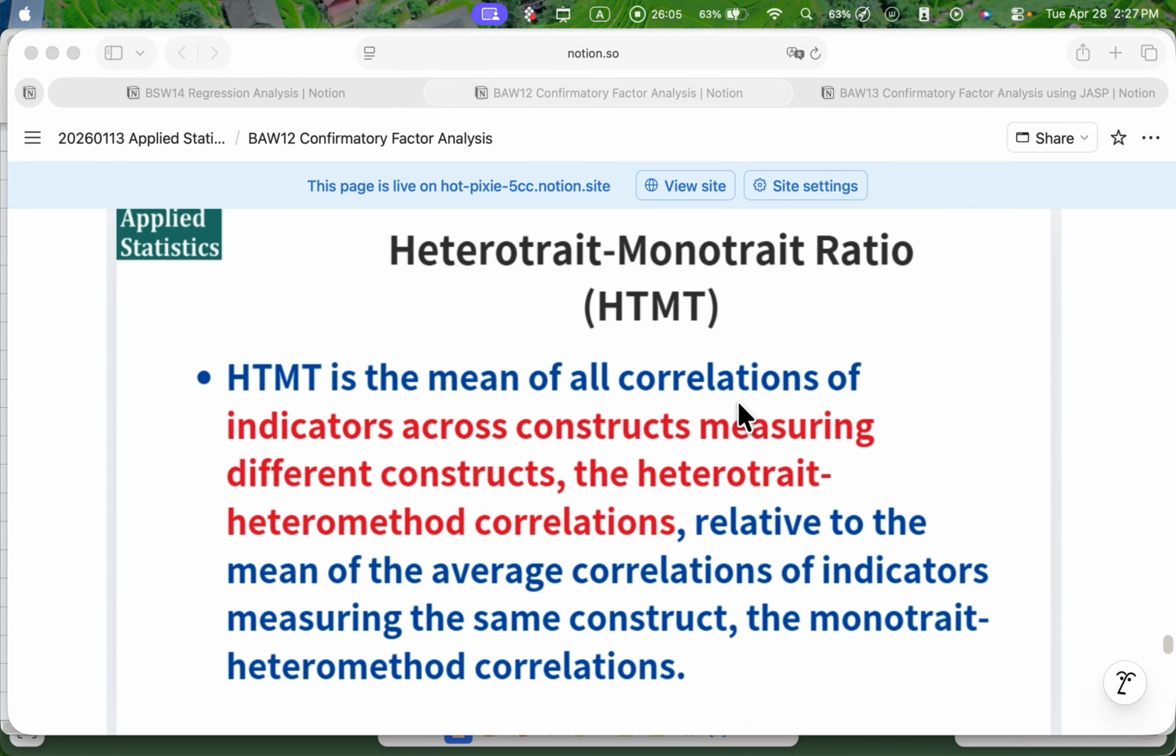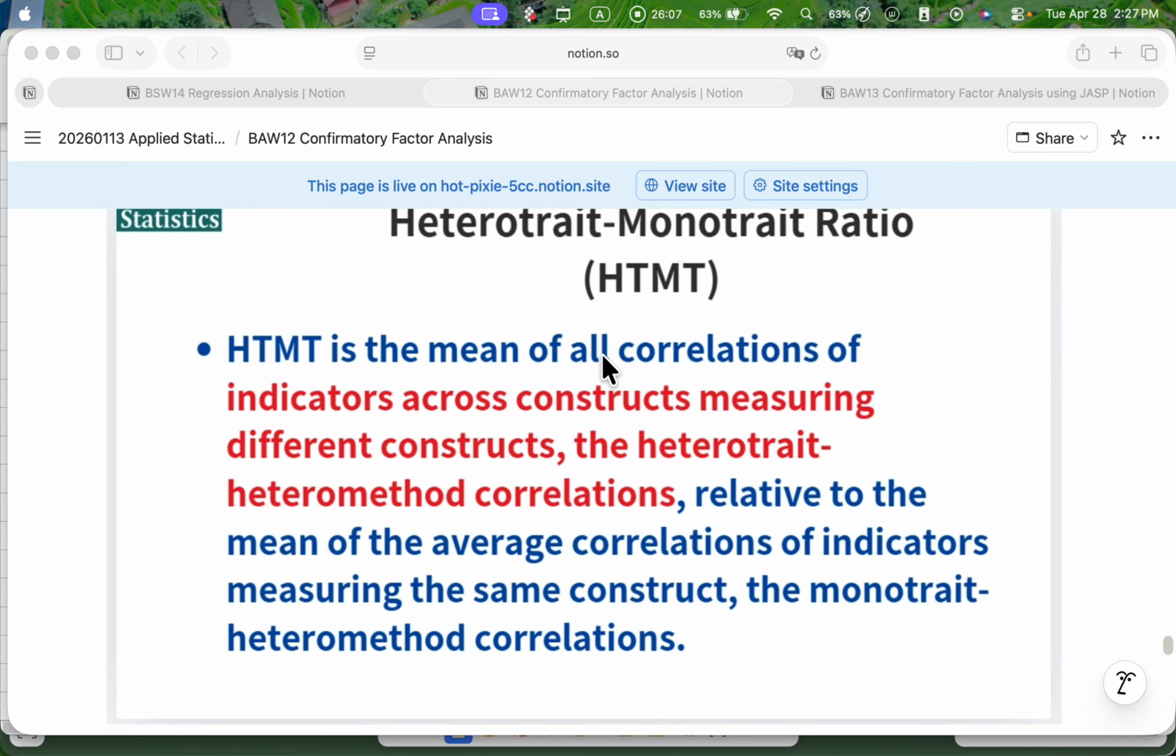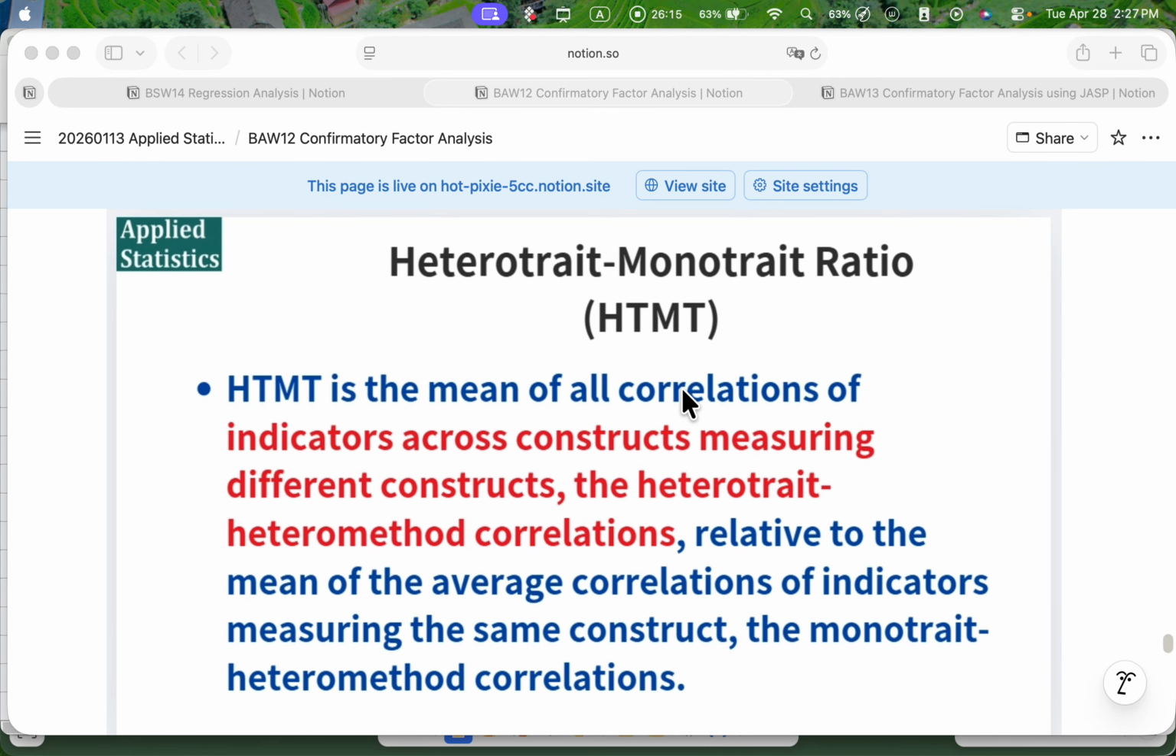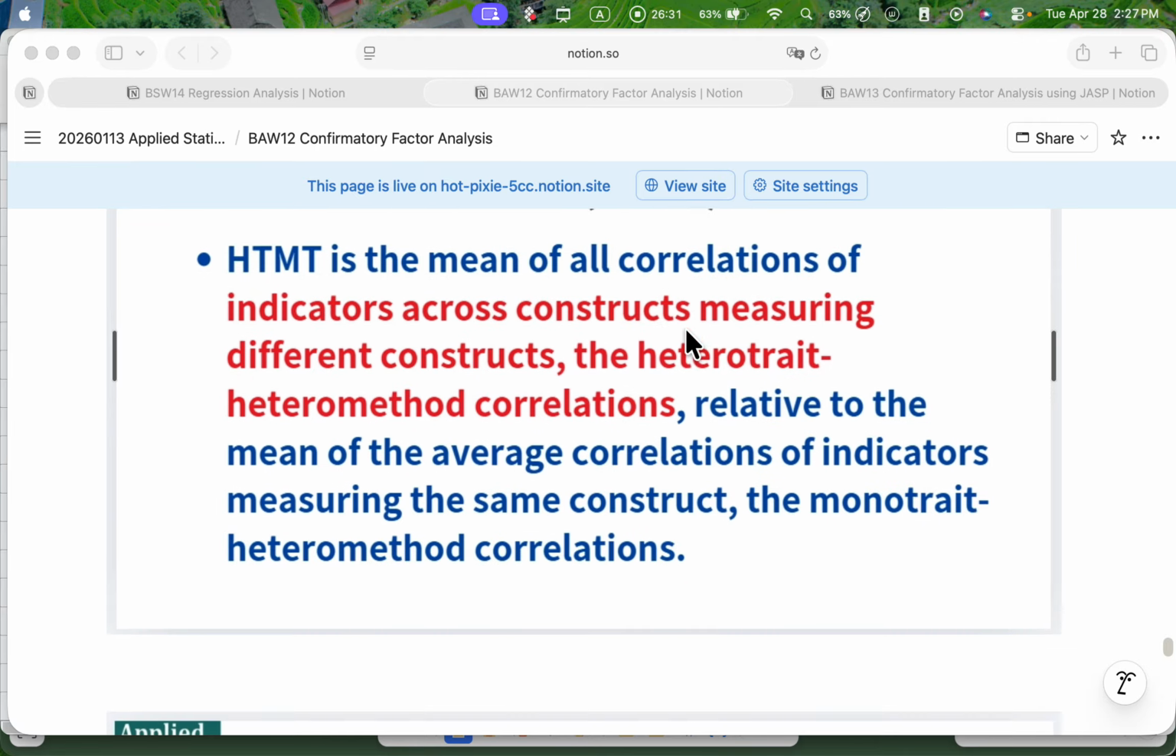HTMT. It means all the correlations of indicators come from different concepts. So that's another way, called the HTMT table. SmartPLS also provides you an HTMT table. If you have run SmartPLS, usually you will find the HTMT table. That's for discriminant validity.